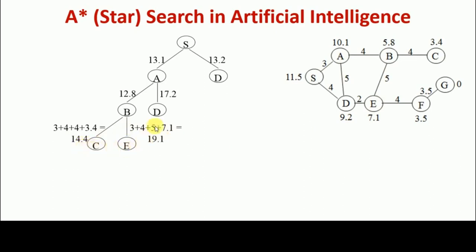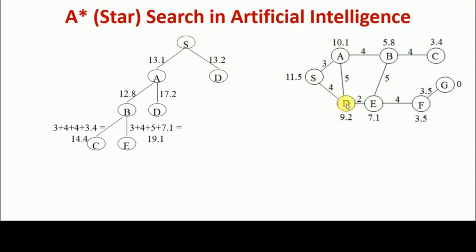Now if I see these particular heuristic values, 14.4, 19.1 for E, 17.2 for D, 13.2 for this D. If I see all these values, the minimum value is with respect to this node. So I will start with this particular D and then I will start processing here. This D is reached how? It has been reached from S to D here. So S to D distance is 4.